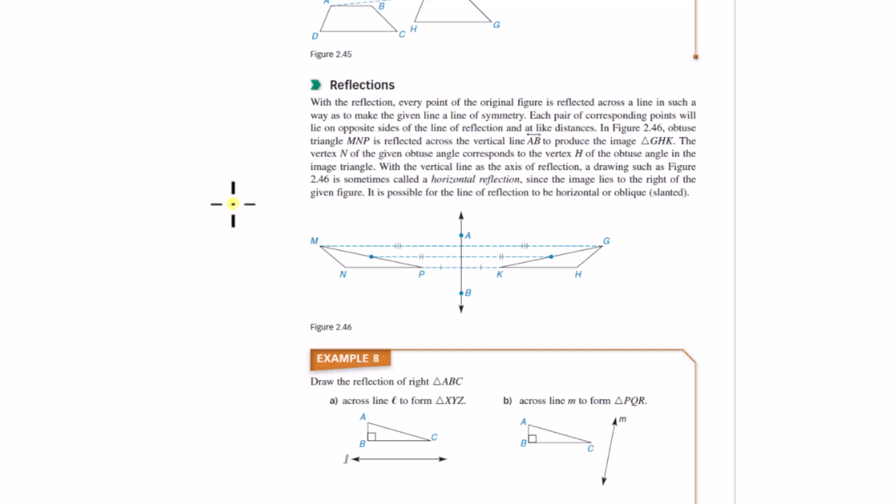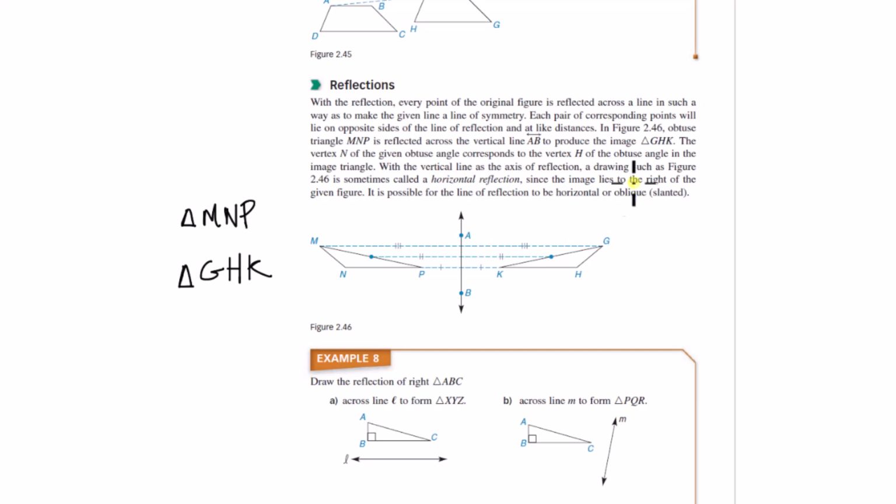Now, but again, it's also important to be able to specify and make sure you correctly understand what points correspond to which. So in this case here, you had triangle MNP transformed via a flip or a reflection about this vertical line here into what triangle? Into triangle GHK, right? M corresponds to G, N corresponds to H, P corresponds to K.